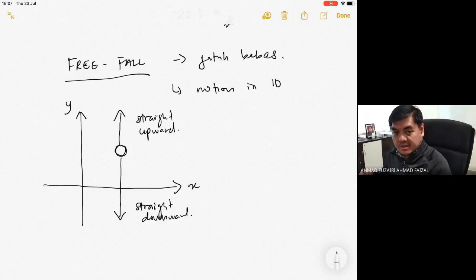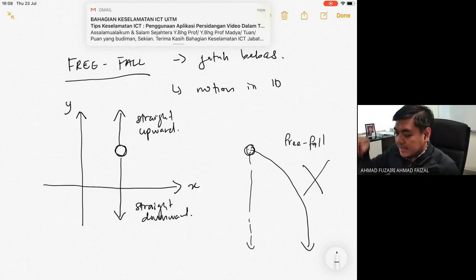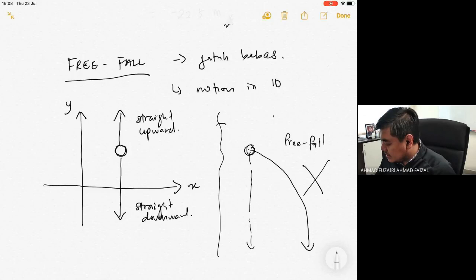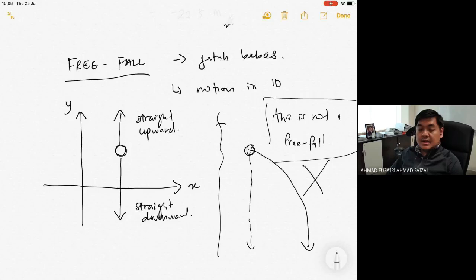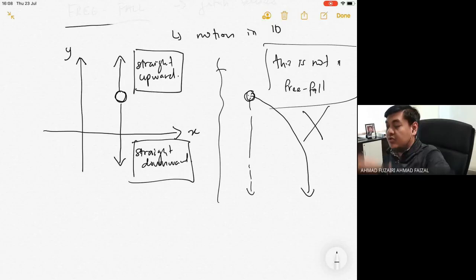For example, if we drop the ball, it should fall like this but instead it falls like this. This is not free fall. Usually we drop things from a high place to a low place, so free fall is very hard to make sure we can actually use the equations. This is not a free fall motion. Remember, this is not free fall, this is a projectile. We will learn projectile motions next week. So it must be straight downward or straight upward.